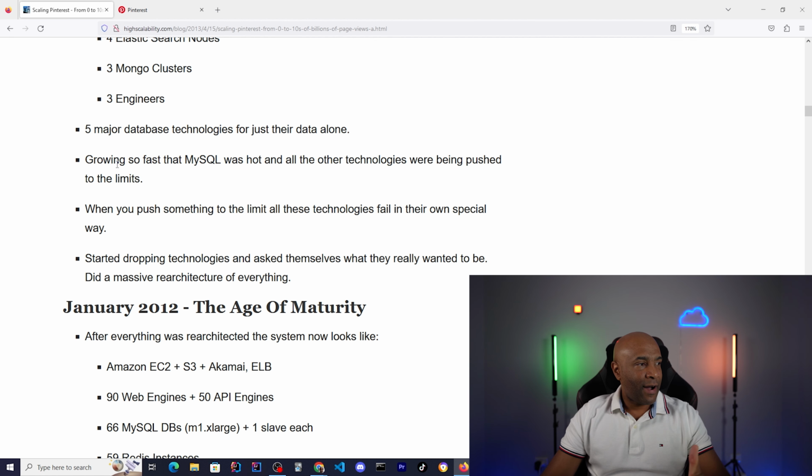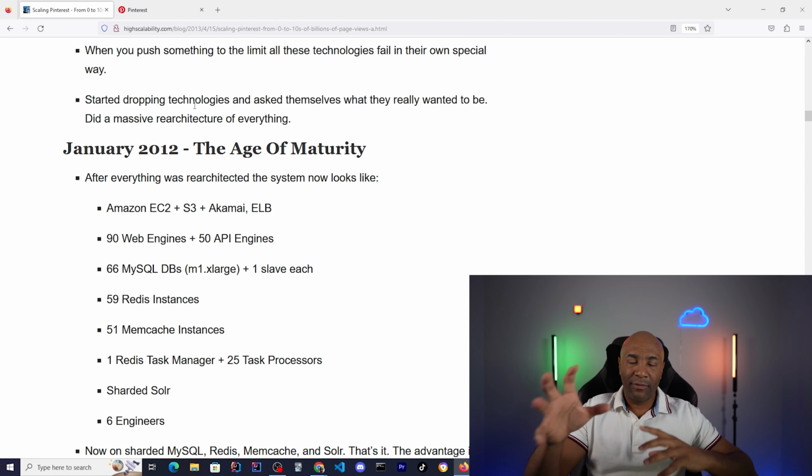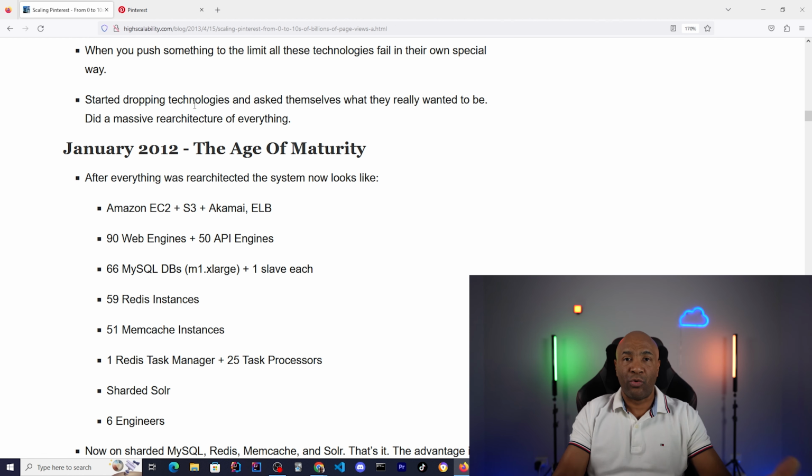So they were growing so fast that MySQL was hot and all the other technologies were being pushed to the limits. When you push something to the limit, all these technologies fail in their own special way, as they said previously. They started dropping technology and asking themselves what they really wanted to be, because they had all of these things, but they were not quite sure what they really wanted to build and all the tools they wanted to have.